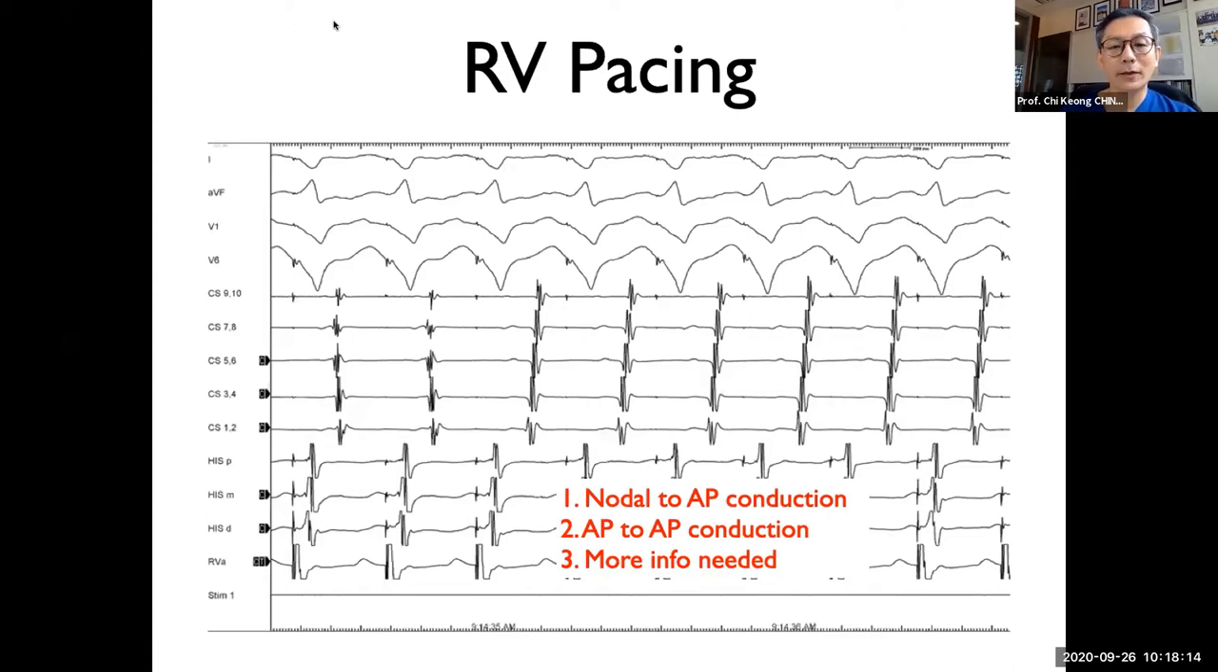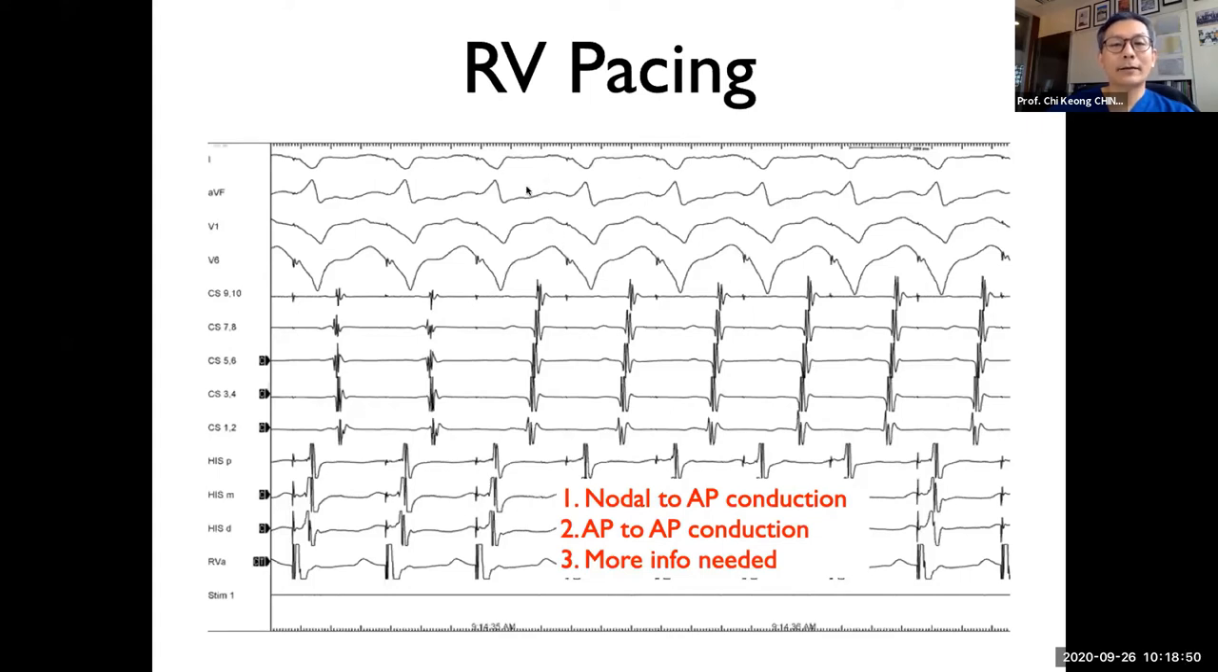So 24, half of them think it's from nodal, a switch from nodal to accessory pathway conduction in this retrograde assessment. About one third, about 33%, think it switched from pathway to pathway conduction. Good, very good observation. You're right. It could go for a person with robust retrograde AV nodal conduction, switching from that to pathway conduction.